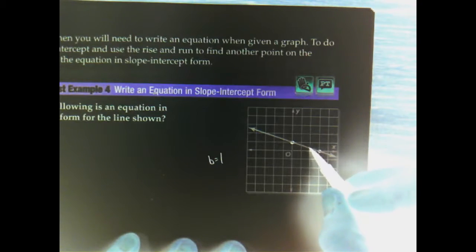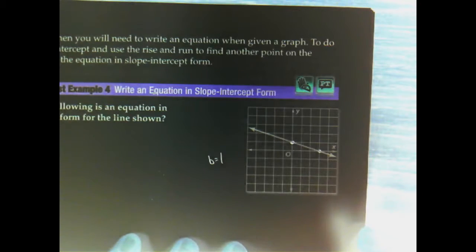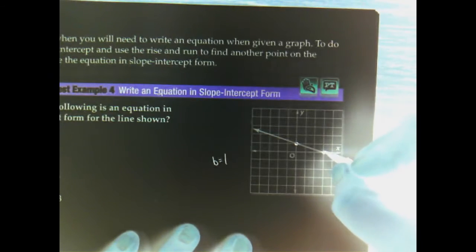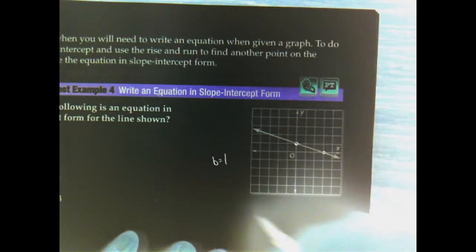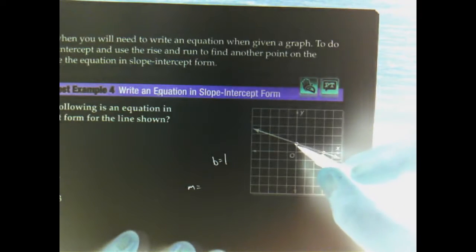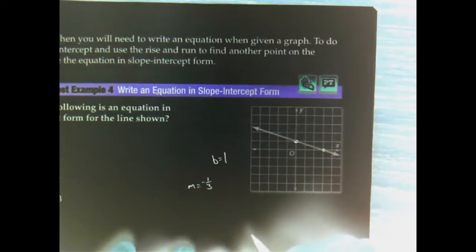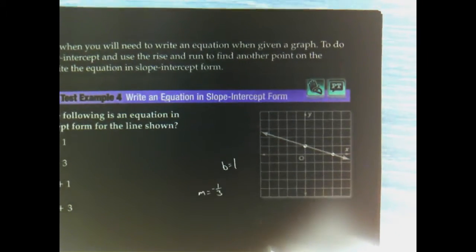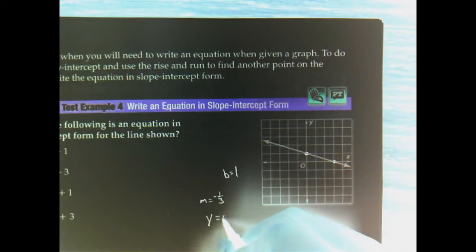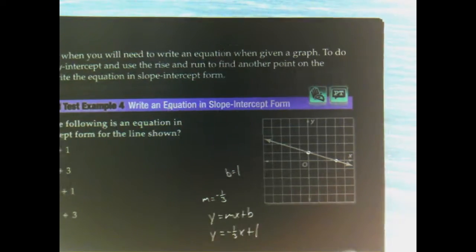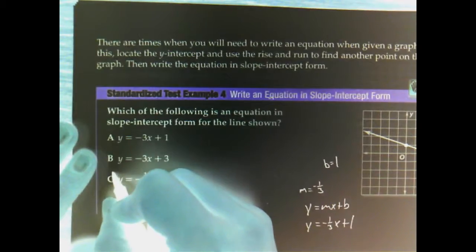If I were to pick this point here, I'd know it's exactly 2 on the x, but on the y, I don't know what that is. 0.25, 0.27, 0.3, I don't know. So I choose a lattice point right here so I can easily count my rise over my run. My slope would be -1 over 3, or -1/3. Now if I'm going to put that into an equation of y equals mx plus b, that would be y equals -1/3 x plus 1. If we look at our choices over here, that is C.